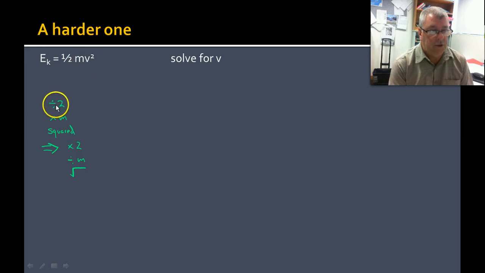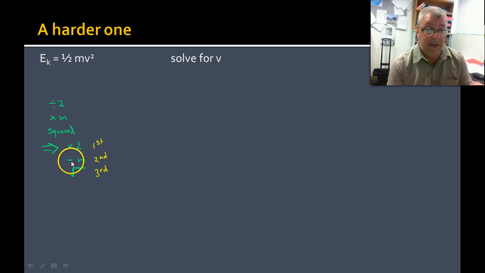It's being divided by 2, which is the half there, it's being times by m, and it's being squared. So we have to do the opposite to those, and because there's three things, we have to do them in the correct order. A couple of them don't matter, but we have to make sure that the last thing that we do is get rid of that square, because that's the closest thing to v. So the last thing that we do is the square root, and we could do either of these two in any order, because mathematically multiplying and dividing have the same priority.